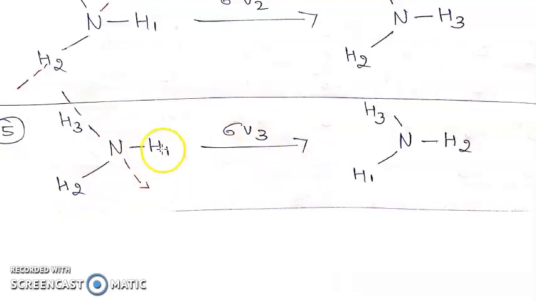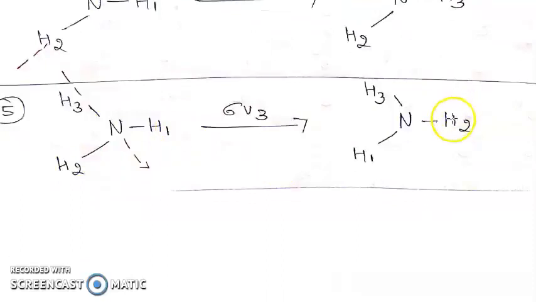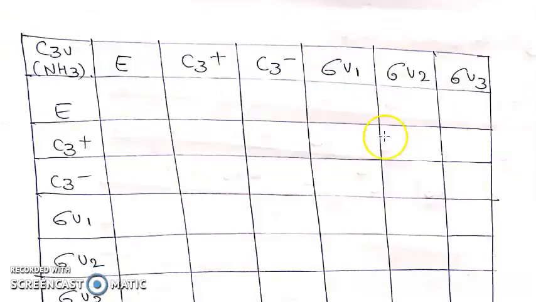Therefore, these two hydrogen atoms will interchange. This plane is constant. The first hydrogen atom will shift here, the second hydrogen atom will shift here. We'll get this molecule after the sigma V3 operation.